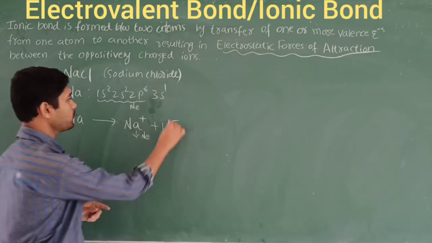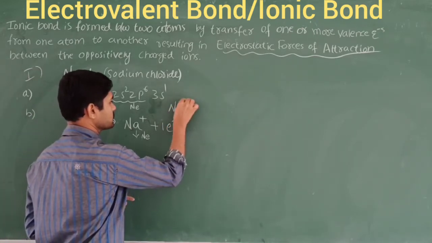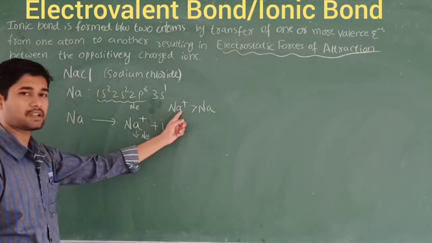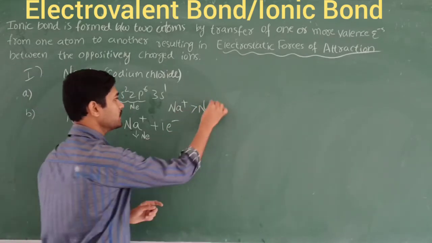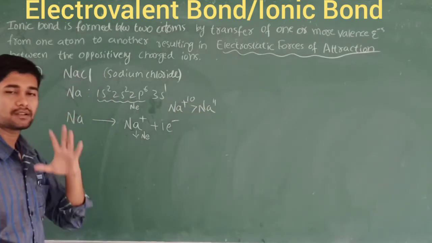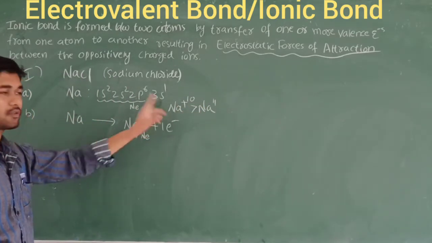So how does the stability compare? Na plus is more stable than Na, because Na contains 11 electrons and Na plus contains 10 electrons. Ten means the nearest noble gas, neon.